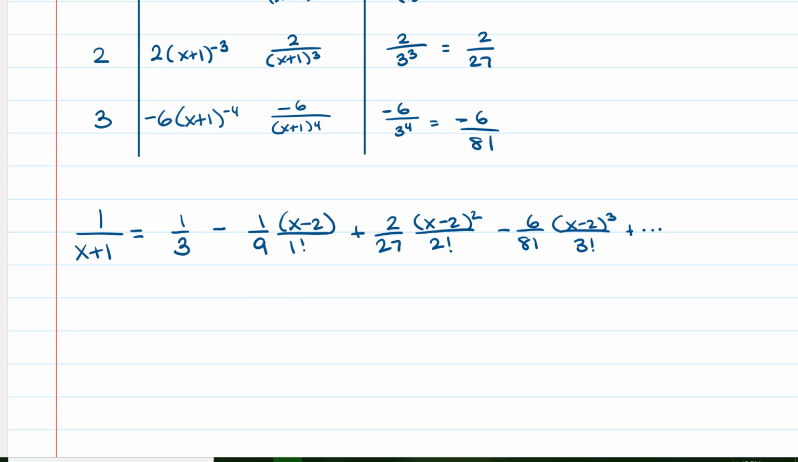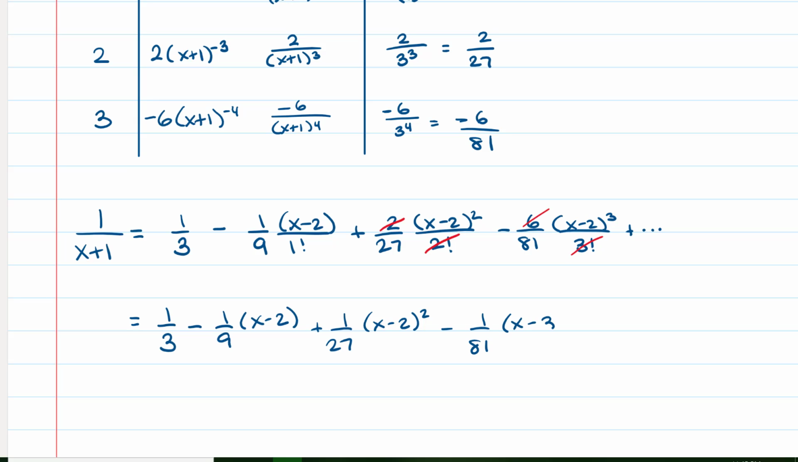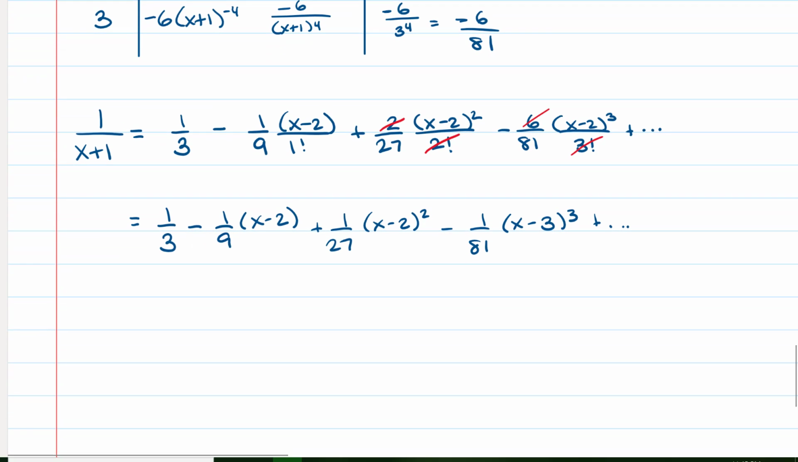So this is going to be 1/3 minus 1/9 times x minus 2. Now notice that 2 factorial is 2, so that's going to cancel with the numerator. So I get plus 1 over 27 times x minus 2 squared. And then 3 factorial is 6, so those are going to cancel. So I get minus 1 over 81 times x minus 2 cubed. Okay, so I'm starting to see a pattern come up. So I'm going to rewrite this. Maybe if I write them all with 3's in the denominator.